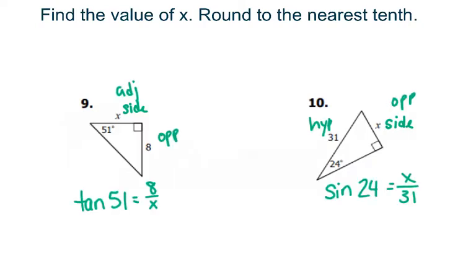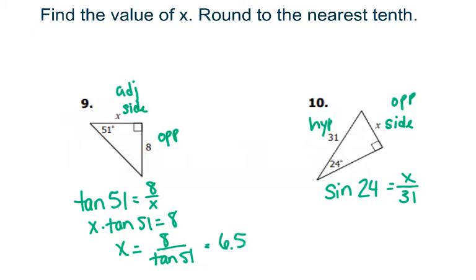Alright, so here's my trig functions. I labeled them on my image, so I knew which ones to use. And now for number 9, I'm going to get rid of the x by multiplying x to both sides. And then I would divide by tan 51. So 8 divided by tan 51. I put that in my calculator and I get 6.5. Alright, so hopefully that's what you got. Number 10, if I get rid of dividing by 31, I have to multiply both sides by 31. And when I put that in my calculator, I get 12.6. So hopefully that's what you got also.